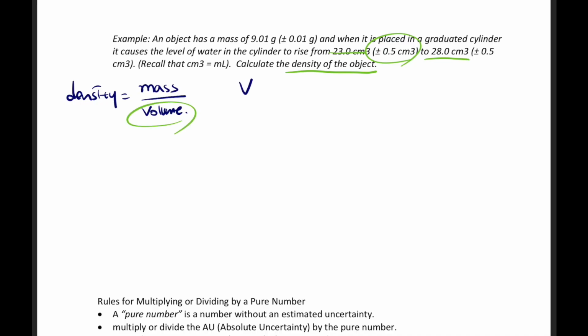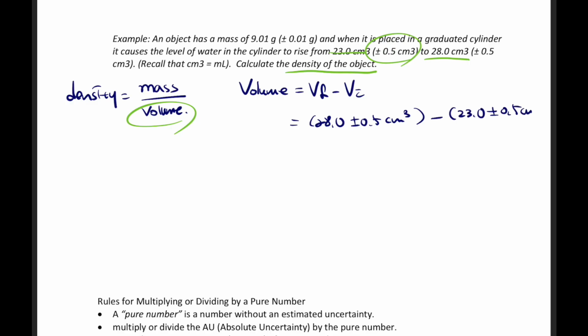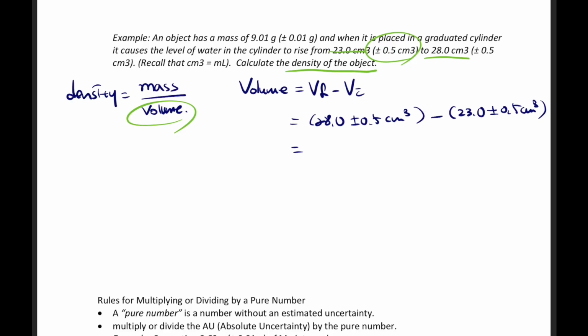So let's do volume. The volume of the object is the final volume minus the initial volume. The final volume is 28.0 plus minus 0.5 centimeter cube. The initial volume is 23.0 plus minus 0.5 centimeter cube. Then we can say that the volume is 5.0 plus minus 1.0 centimeter cube. Okay, and the mass of this object is 9.01 gram plus minus 0.01 gram, right?